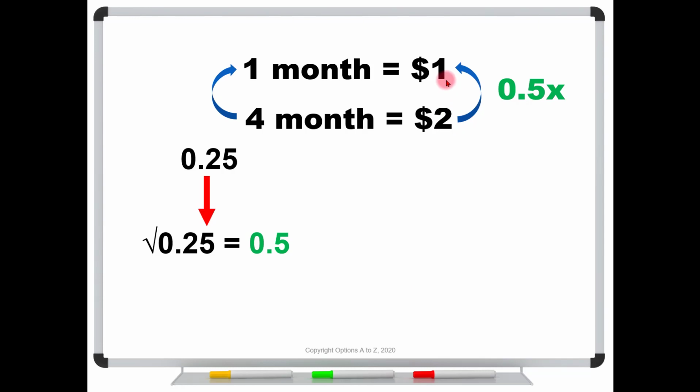Now, if they're not exactly like this in the real world, it's because of skews. And this can be a very good way to at least shed some light on where some of the opportunities would be for things like calendar and diagonal spreads.